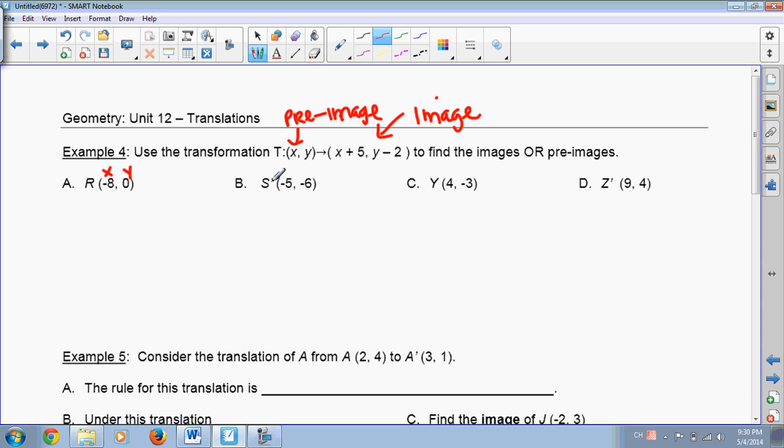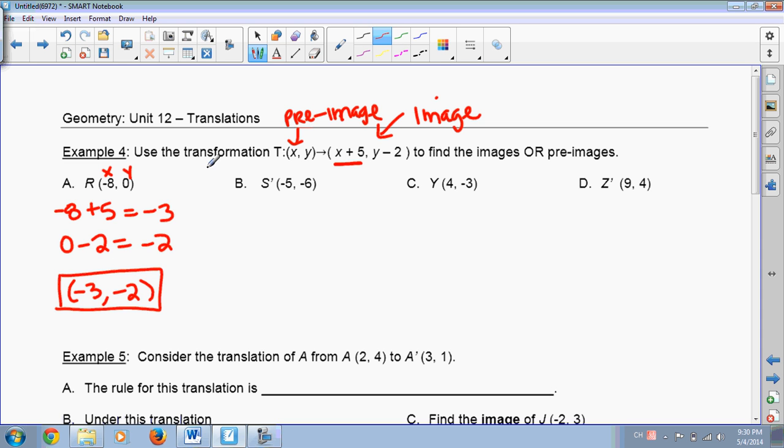If it has an apostrophe, like this guy right here, this is called S prime. That means it's been moved. Z prime, this one's been moved. So this is the original. So we're just going to go ahead and plug in -8 for x. So -8 and then plus 5, because that is what our rule says to do. -8 plus 5 is -3. And then plug 0 in for y. So 0 minus 2 equals -2. So our new image is -3, -2.